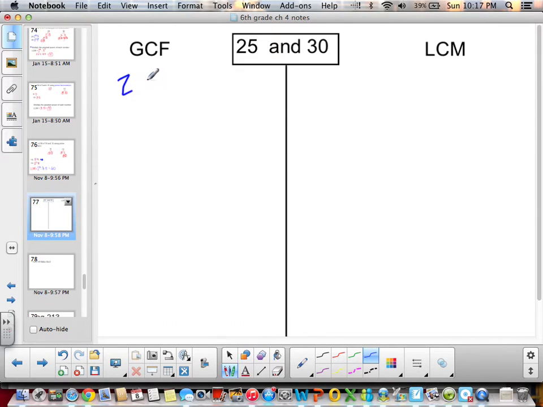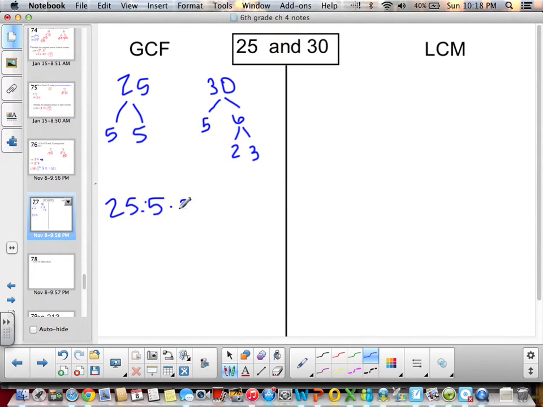So for both GCF and LCM, we are going to do prime factorization. So 25, the prime factorization is 5 times 5. For 30, the prime factorization we know is 5 times 6, and then we factor that out a little more into 2 and 3. So 25, we have 5 times 5. Okay, that's our prime factorization.